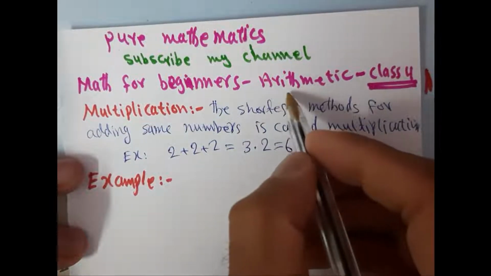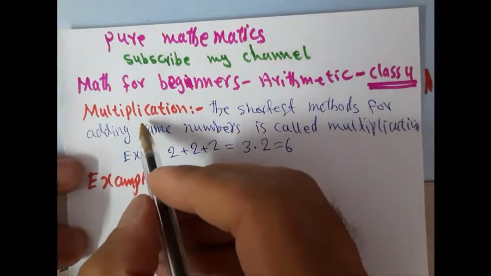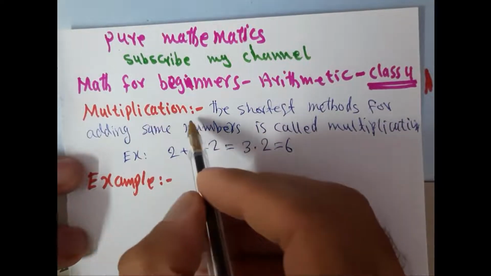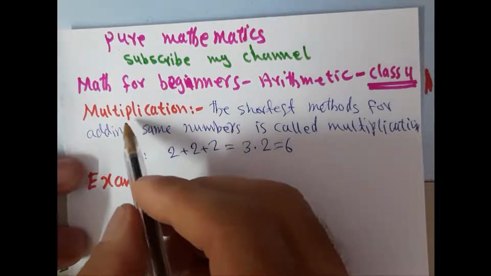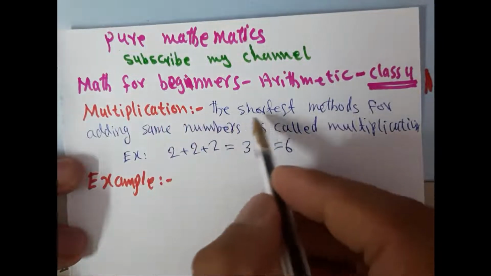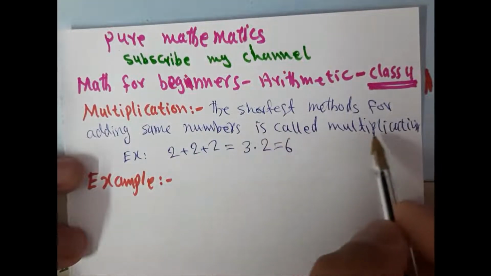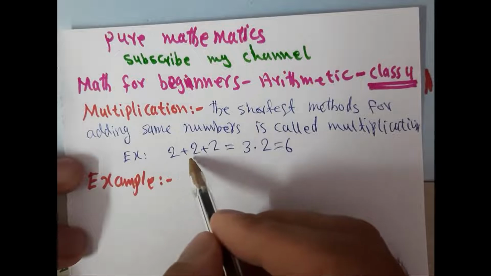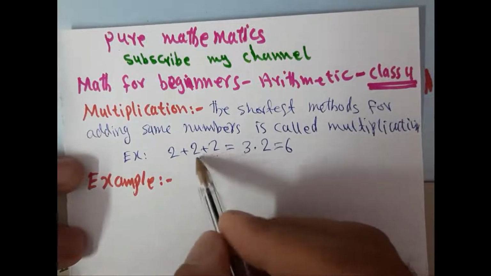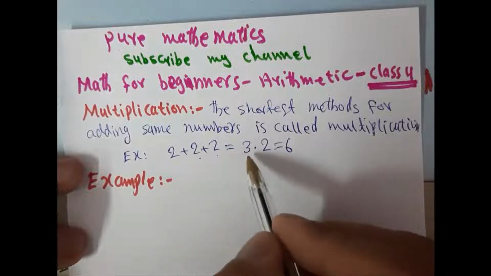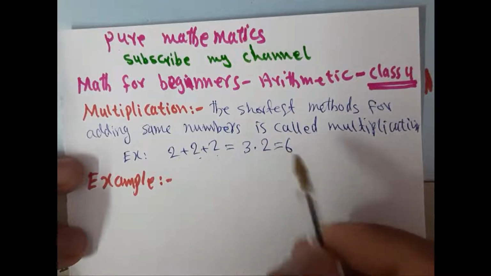It is a part of my arithmetic class 4. In this class we will explain multiplication and also we will solve some questions about multiplication. The shortest method for adding the same numbers is called multiplication. Example: 2 plus 2 plus 2 is equal to 2 added 3 times. So 3 times 2 is equal to 6.